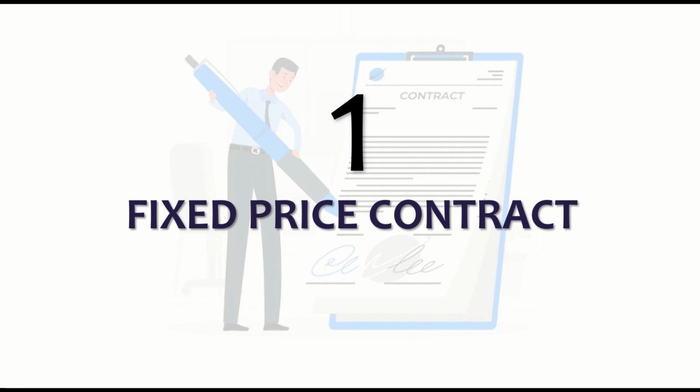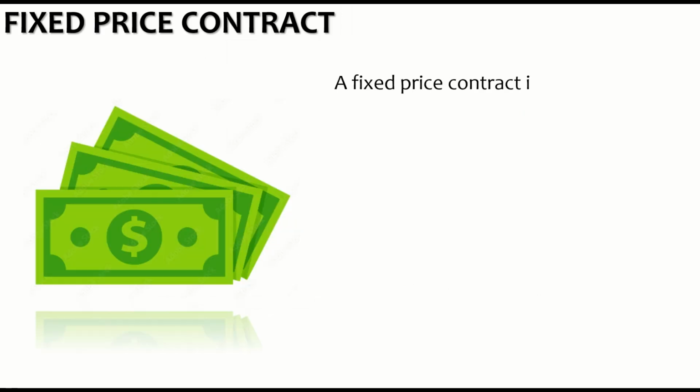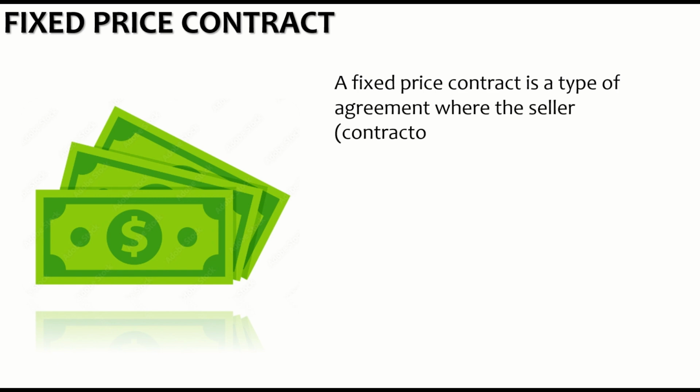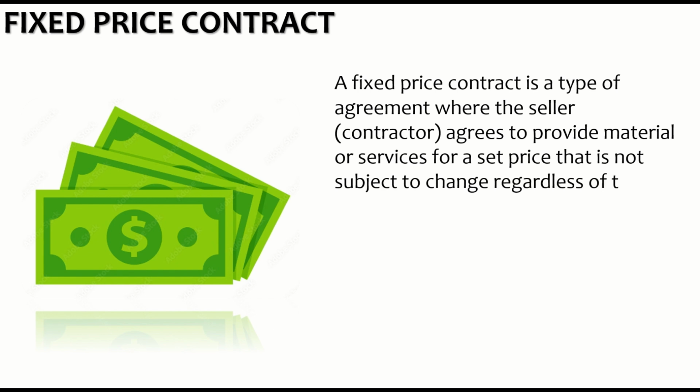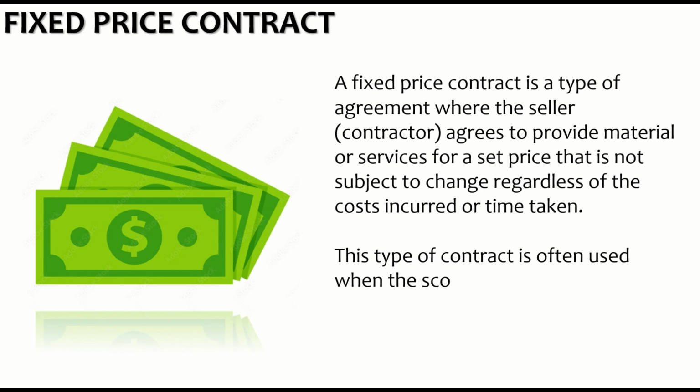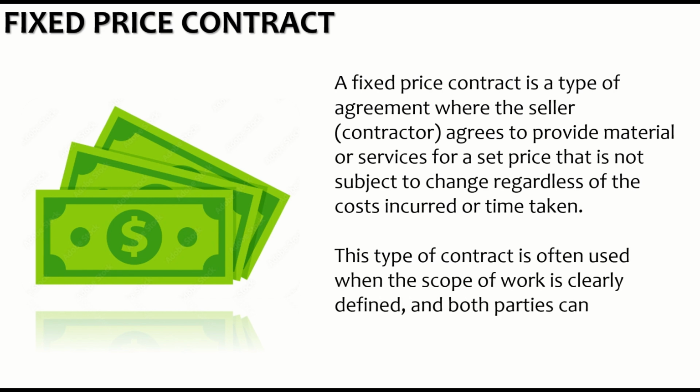The first is fixed price contract. A fixed price contract is a type of agreement where the seller or the contractor agrees to provide materials or services for a set price that is not subject to change regardless of the cost incurred or the time taken. This type of contract is often used when the scope of the contract is clearly defined and both the parties can agree on a price upfront.